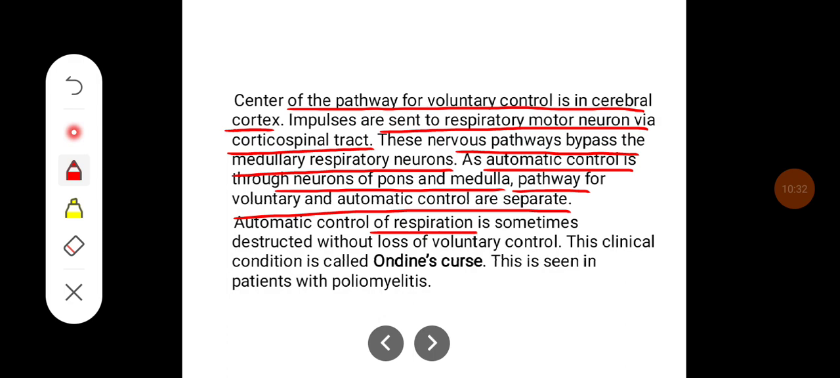Automatic control of respiration is sometimes destroyed without loss of voluntary control, and this clinical condition is called Ondine's curse. This is seen in patients with poliomyelitis.